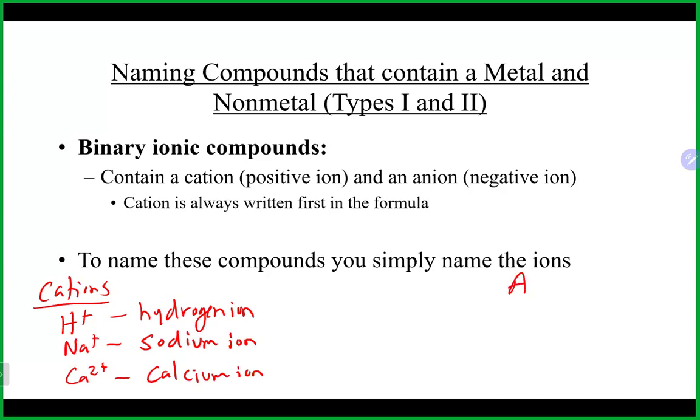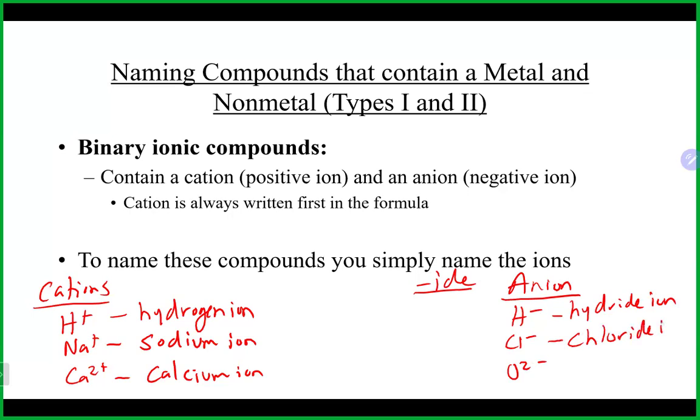When we have anions, which are negatively charged ions, like H minus, Cl minus, O2 minus, we actually replace the last part of the name, like we might have talked about in that chapter as well, and we add IDE to the end of it. So H minus is actually the hydride ion. Cl minus would go from chlorine to chloride ion. Oxygen would go from oxygen to the oxide ion.